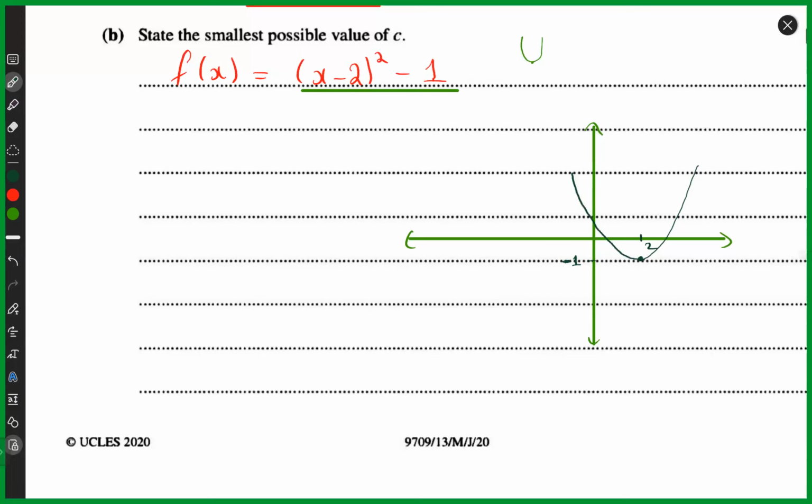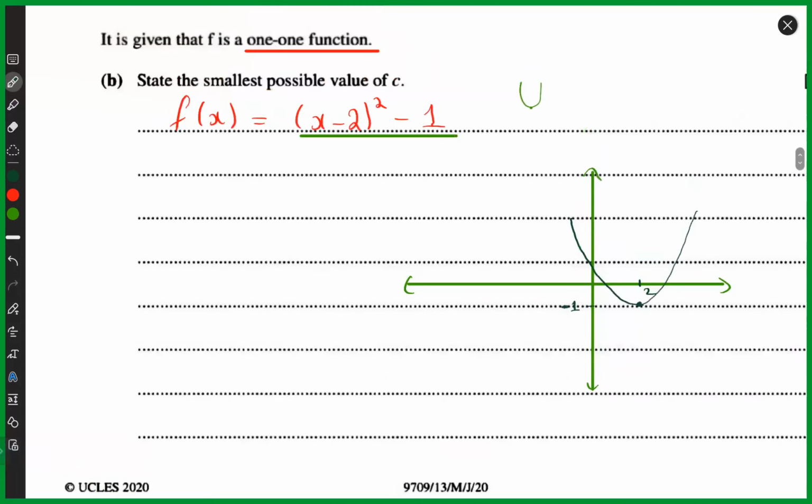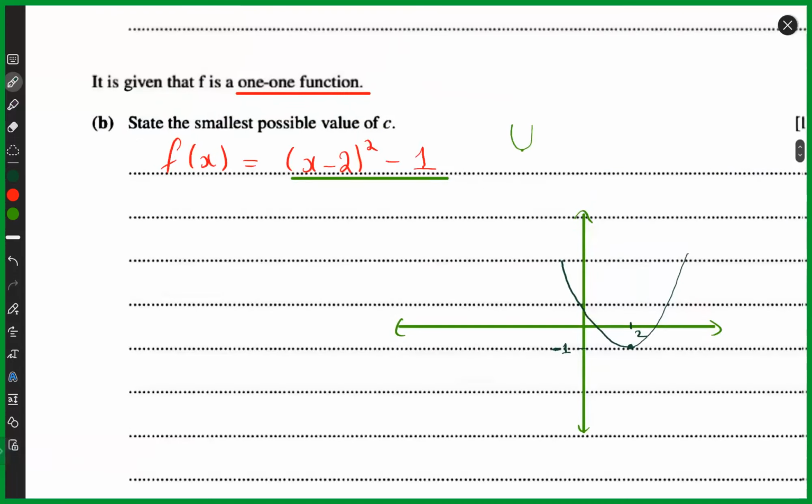This is going to have a minimum point and the coordinates of the vertex would be 2 and -1 and so on. Okay, let's see what exactly was the question about and why did we even plot this? Why did we even need this? Okay, so here is the question. It is given that f is a one-to-one function.